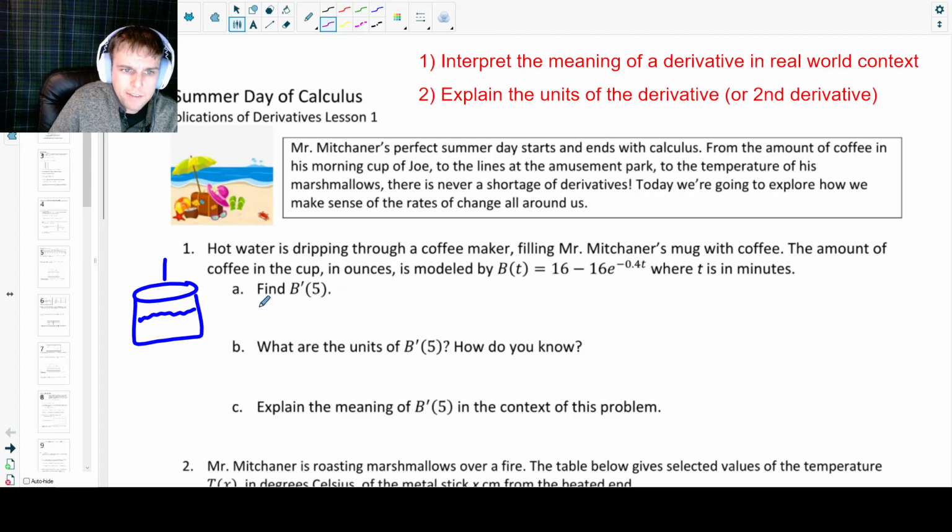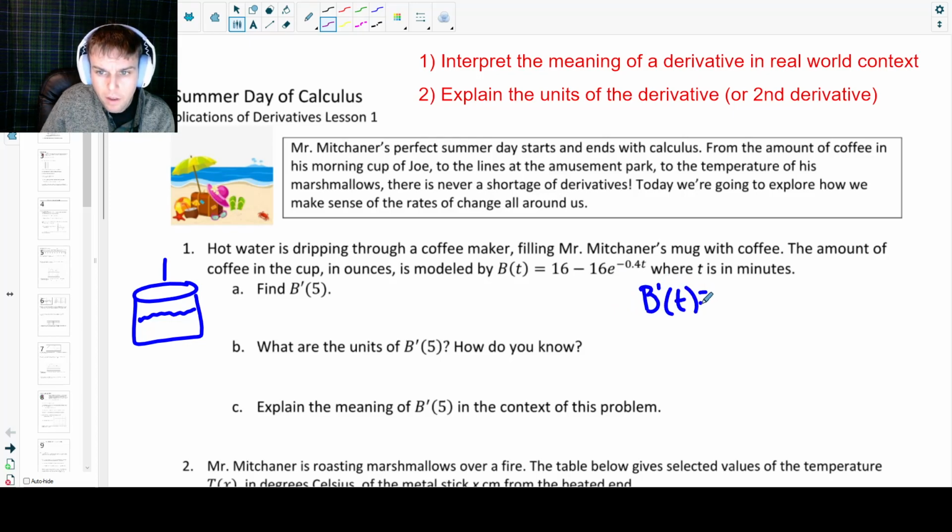Question A is asking us to find b prime of 5. So we need to first find the derivative of this function, b prime of t. Here we have two separate terms. We have this constant term, so the derivative of that is going to be 0. And then we have this term, which is our exponential function. So it's going to be negative 16 e to the negative 0.4 t, multiplied by the derivative of that exponent, so times negative 0.4.